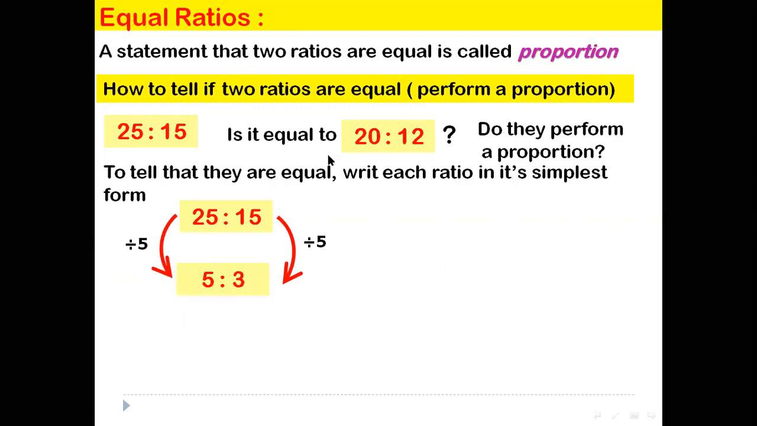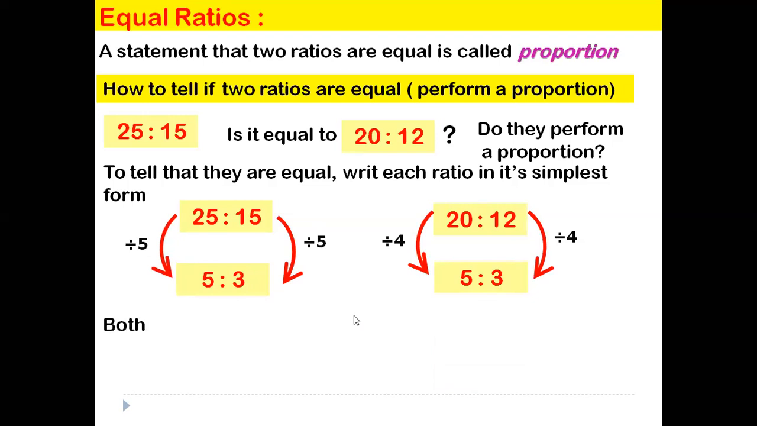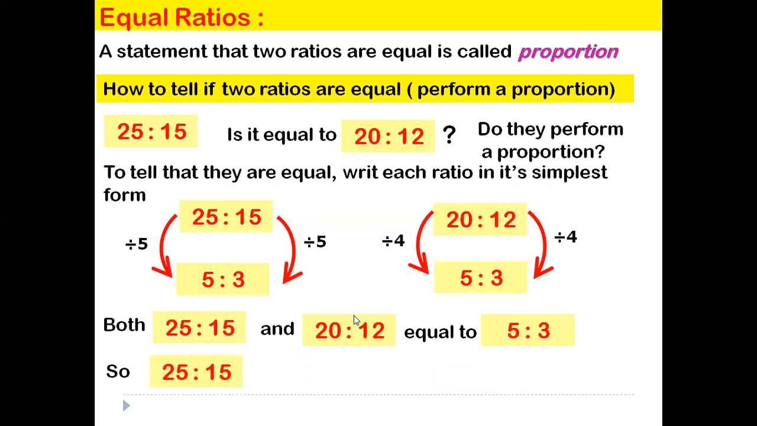Let's go now to the next ratio, 20 to 12. What is the common factor? It's 4. 20 divided by 4 is 5, and 12 divided by 4 is 3. This is the simplest form. Look at both simplest forms. Are they the same? Yes, they are exactly the same. So here, both 25 to 15 and 20 to 12 have the same simplest form, so they perform a proportion.